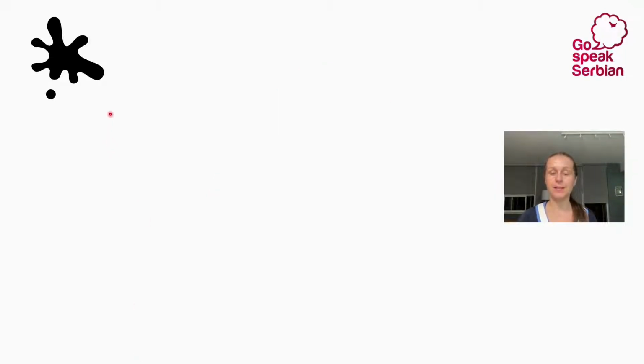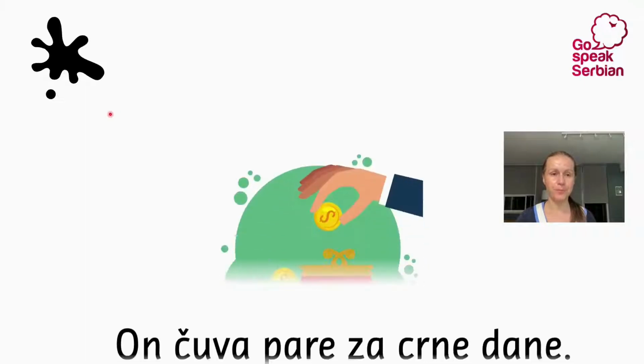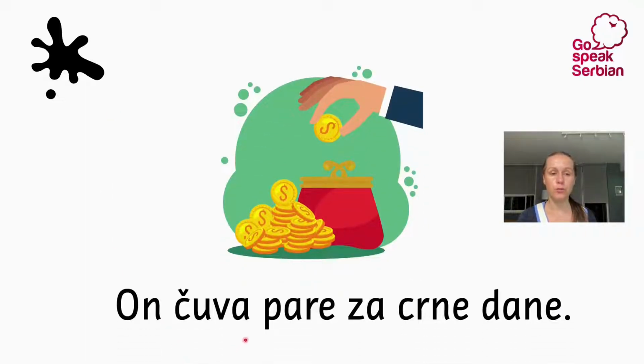Još jedan izraz sa crnom bojom. On čuva pare za crne dane. He's saving for literally black days, which means he's saving for the sake of emergency or when bad times come. Crni dani are bad times. So on čuva pare, he's saving money for the bad times.